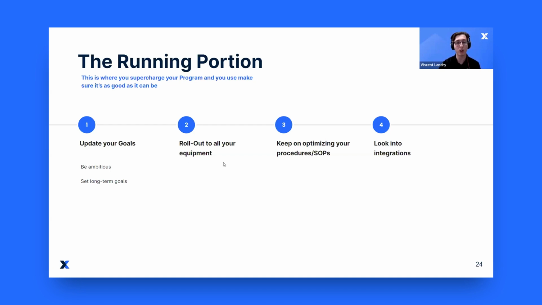Make sure that you roll out to all of your equipment or that you include all of the departments that you have in your company as well. Again, we want to make sure that everything is covered by the PM program.